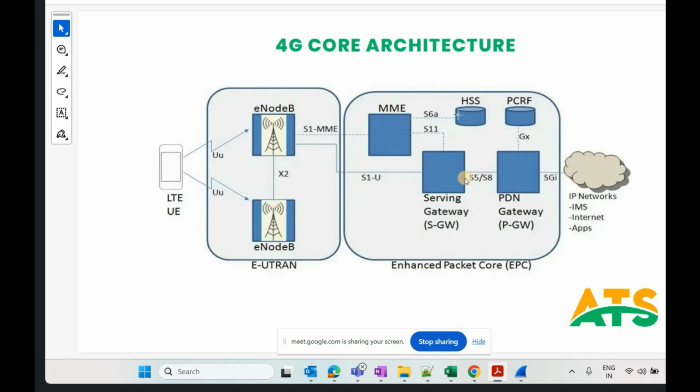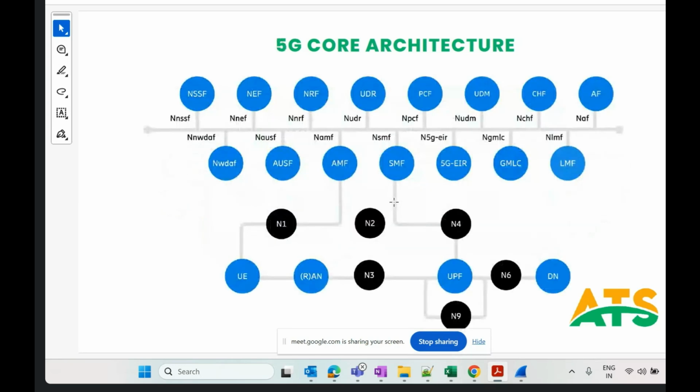So you can see how the connectivity works. This dotted line indicates all the signaling links, and the rest, the bold lines, are the data links. ISP means internet service provider. And then in 5G, there is again a huge change. There are a lot of equipment and things, but they are connected via the service-based architecture.